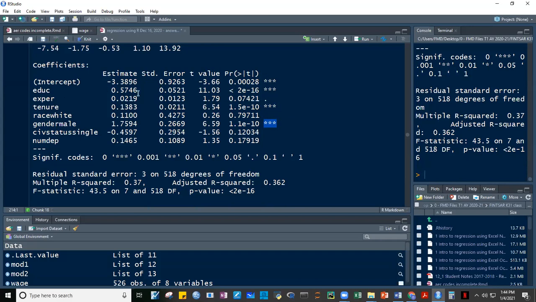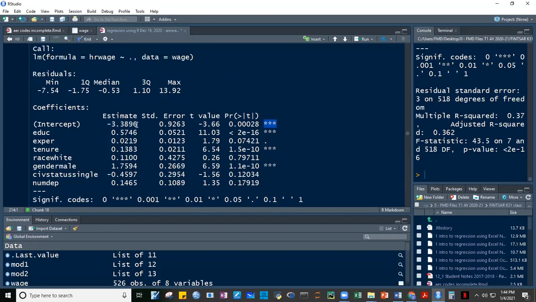Okay, quickly interpret natin to guys. Ano ibig sabihin nito? What's the meaning of intercept guys? Negative 3.38, significant. Ibig sabihin niya, this is the value of your hourly wage, this is the value of your dependent variable when all of these are equal to 0. So ibig sabihin, education is equal to 0, experience is equal to 0, tenure is equal to 0. Then explain natin kung ano to ha. Okay, number of dependents is equal to 0.